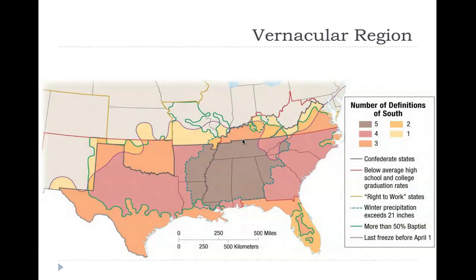Was it a Confederate state during the Civil War, right? We're starting to get into some stereotypes here. Does it have below average high school and college graduation rates? Is it a right to work or anti-union state? Is it a climatic thing, where winter precipitation exceeds 21 inches, and that's your definition, and below that would be the South? Is it more than 50% Baptist, because we have this area called the Bible Belt in here, or is it just warmer? So what is the South? Where does it fall?